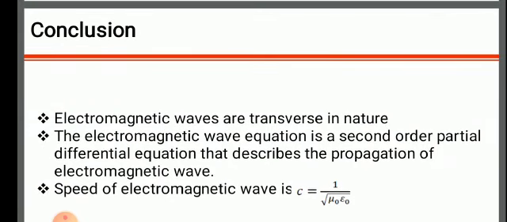Conclusion: electromagnetic waves are transverse in nature. The electromagnetic wave equation is a second order partial differential equation that describes the propagation of electromagnetic waves. The speed of electromagnetic waves is 1 by root of mu naught epsilon naught.